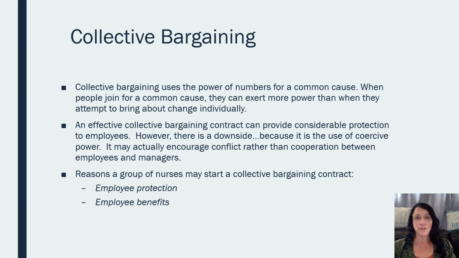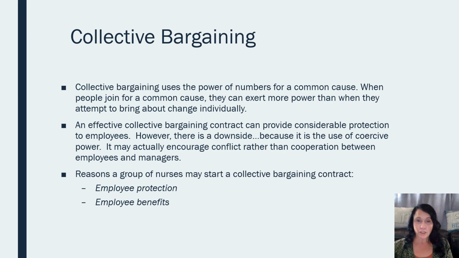Collective bargaining uses the power of members, the power of numbers for a common cause. When people join for a common cause, they can exert more power than when they attempt to bring about change individually. Our voice and an effective collective bargaining contract can provide considerable protection to employees. However, there is a downside. Because it is the use of coercive power, it may actually encourage conflict rather than cooperation between employees and managers.